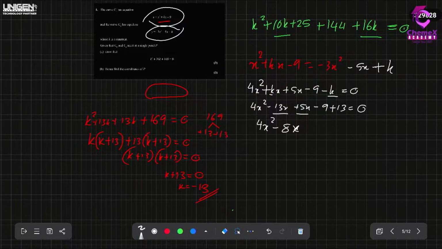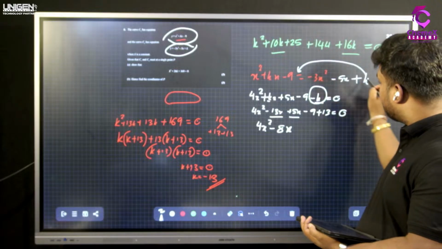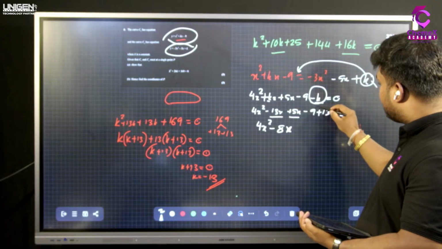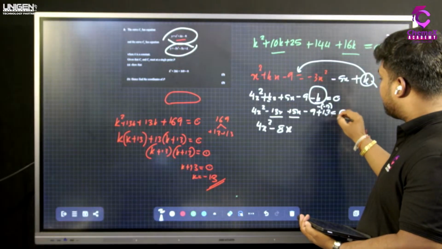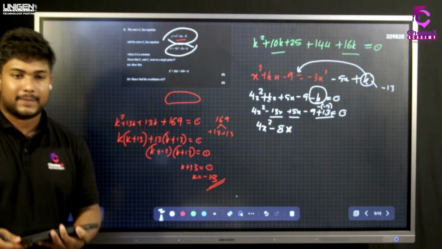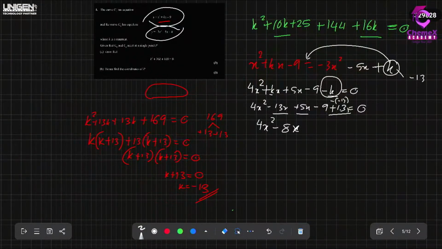Sorry, it's plus 13. The reason you are going to make a mistake here is I took the k to the other side without substituting, so it is minus 13. I didn't put minus 13 here. Can you see it's a negative sign, and you are going to put negative 13, so it's going to be plus 13. So what is 13 minus 9? So 4. Plus 4.